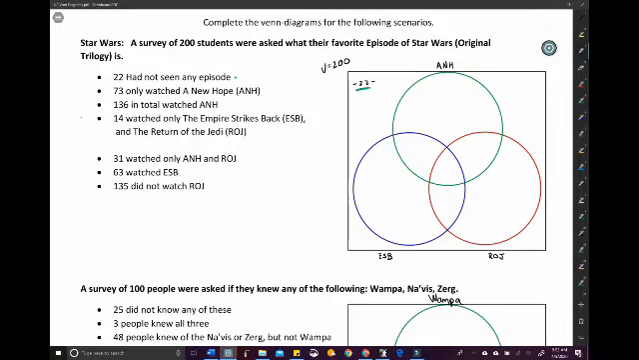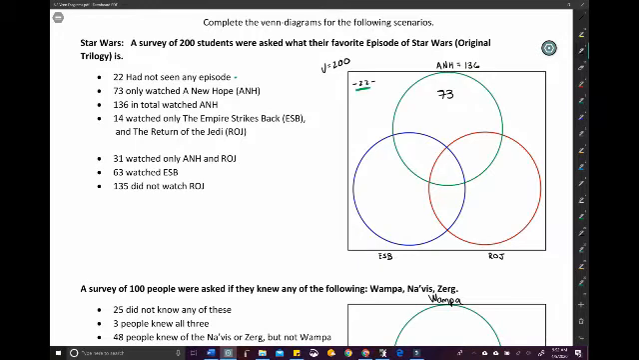73 only watched A New Hope, ANH. So only. That means they are just in this portion of the pie. They didn't see anything else. 73 is right there. 136 in total watched A New Hope. So the whole pie at the end should be 136. So remember the difference between only and total.